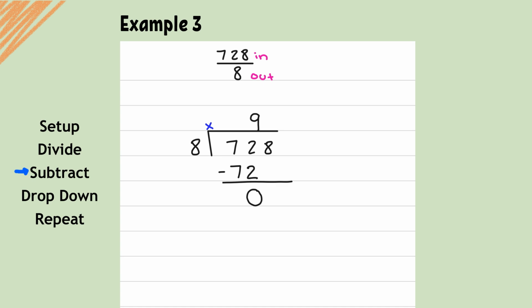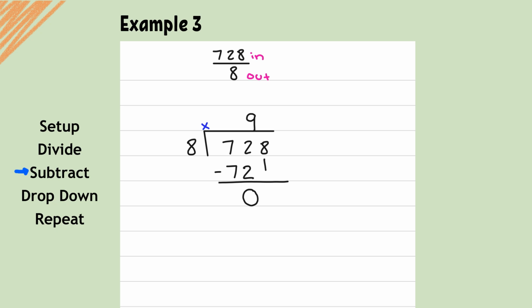I'm not done yet because I didn't use all of my numbers. I didn't use this number right here. Now I'm going to pull down the next number in my dividend, and that 0 is now going to become an 8, and I'm going to ask myself, can 8 go into 8? Or 8 times what gives me 8?